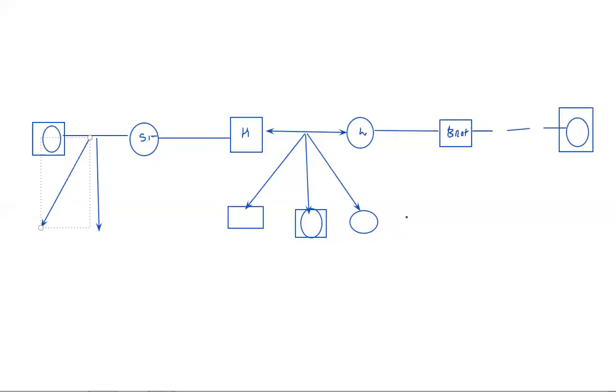Okay, son-in-law, daughter-in-law. Son married, both-sided arrow. So daughter-in-law comes here. Daughter married, both-sided arrow. Son-in-law comes here.